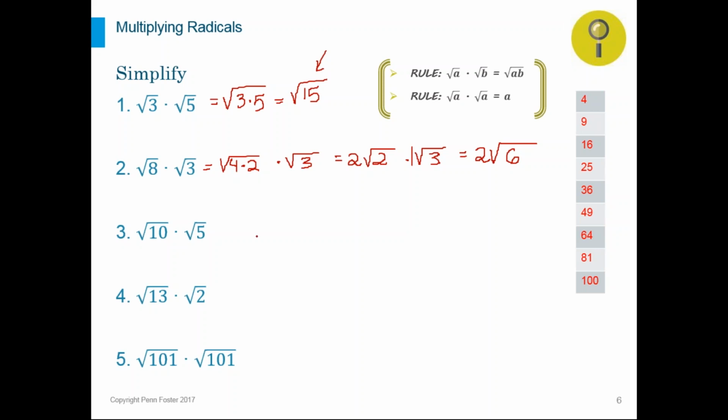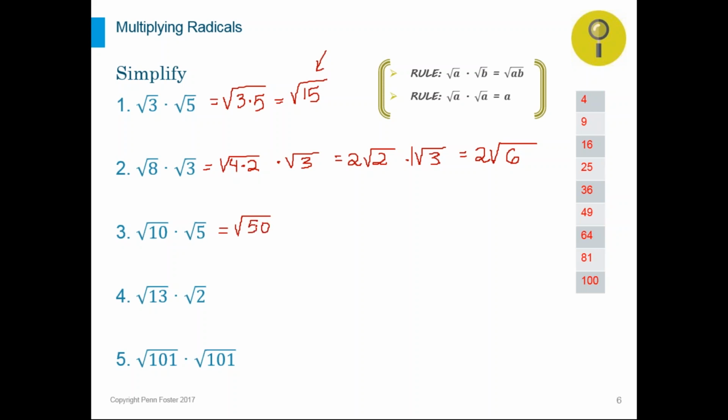Let's do number 3. The square root of 10 times the square root of 5. Now I know that 10 does not have perfect square factors, and 5 does not have perfect square factors. I'm going to go ahead and multiply them. So it will become the square root of 50.